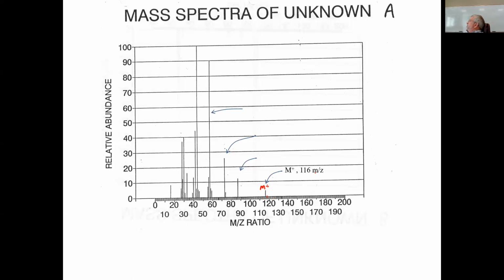And then we can look at some of the fragments, or what's left after the loss of something. So if you look at that one right around 87 mass to charge ratio, that's a difference of 29. If you take that 116 and subtract 87, you get 29. And so this is the molecular ion minus 29. It makes sense that is C2H5, the ethyl group. You can look at the next fragment.